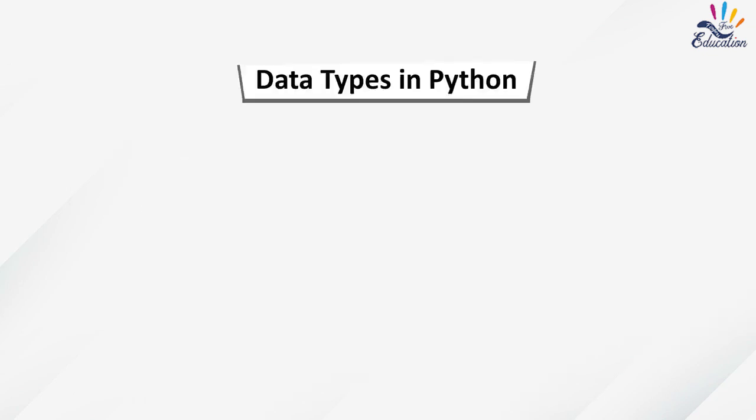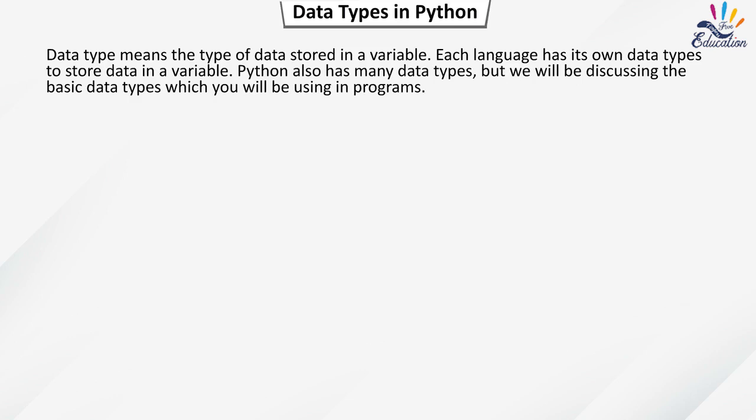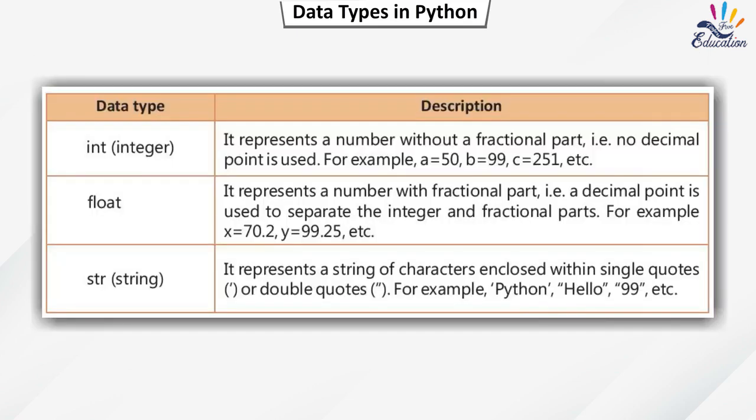Data types in Python. Data type means the type of data stored in a variable. Each language has its own data types to store data in a variable. Python also has many data types, but we will be discussing the basic data types which you will be using in programs. Data type, description.